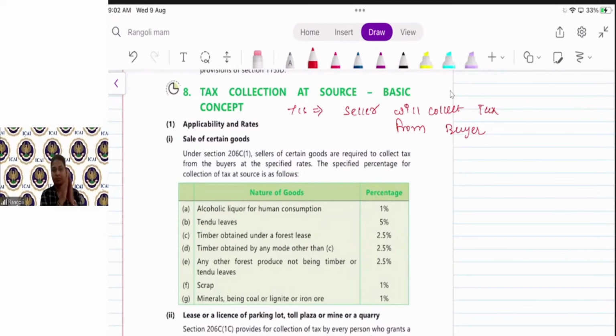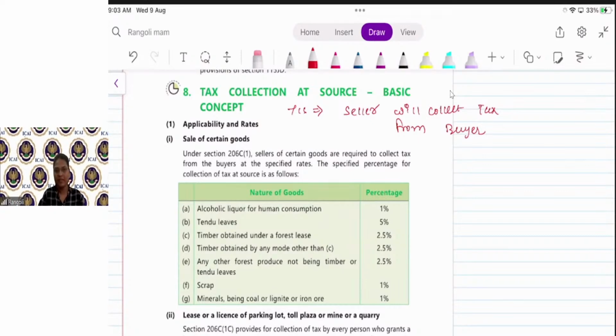See, in TDS, the payer will deduct from the payment and deposit the same to the government. In TCS, the seller will collect from the buyer and deposit the same to the government. Just like, for example, GST. If you are having lunch at McD, then McD will collect GST from you and deposit the same to the government. Just like that, the seller will collect tax from the buyer and deposit the same on behalf of the buyer to the government on specified purchases made by the buyer.